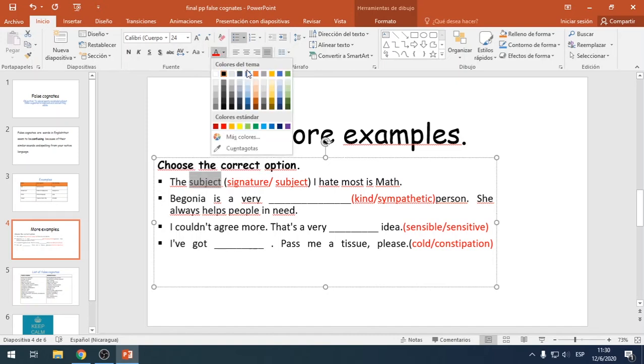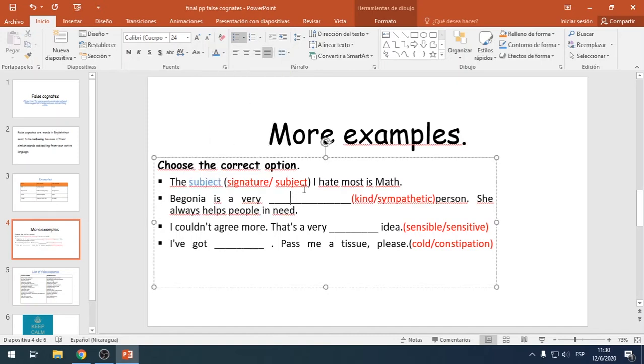Let's put it in another color. The subject I hate most is math. It is not signature, because signature means firma. But then you confuse that signature significa asignatura, y no, signature no es asignatura. Asignatura se dice subject, okay? Asignatura. So it says Begonia is a very kind of sympathetic person.